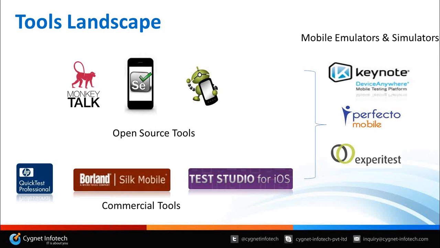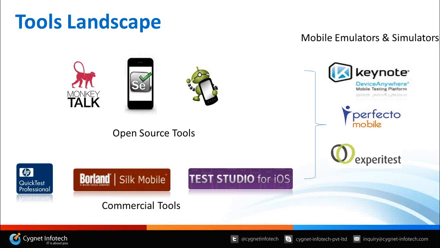On the right side, if you take a look at it, these are some of the companies that provide services related to emulators or simulators, and they also provide the usage of real devices based on our requirements. Specifically, Device Anywhere and Perfecto Mobile are providing the service across the globe based on different carrier networks. Based on our requirement, they will be able to provide us services that would simulate the usage of the application across different parts of the world.